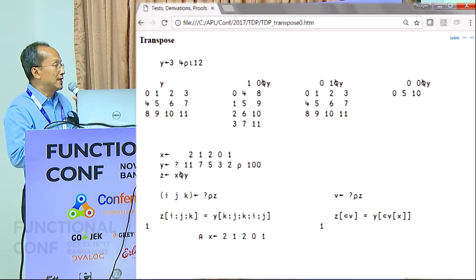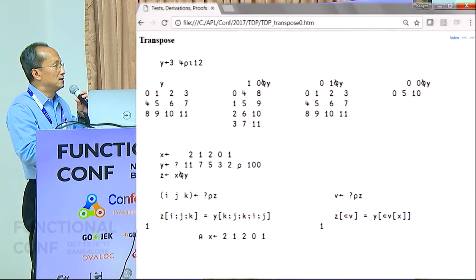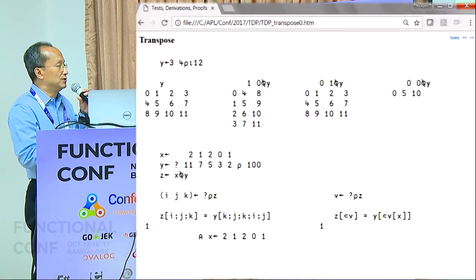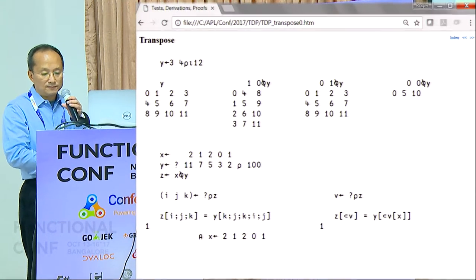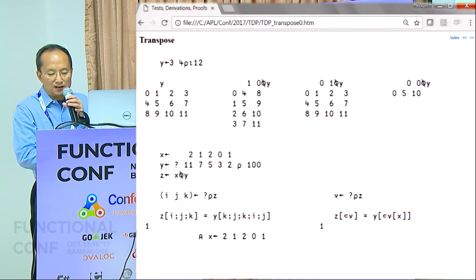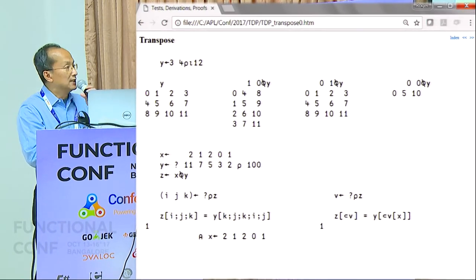Another way to look at transpose is that the left argument, in this case X, specifies the order of the indices or subscripts that you need to obtain an item of the result.